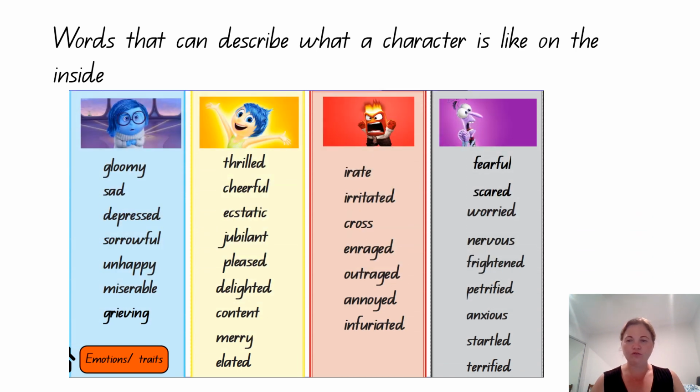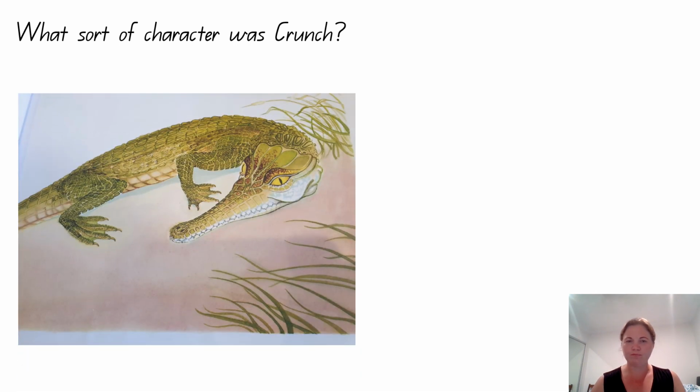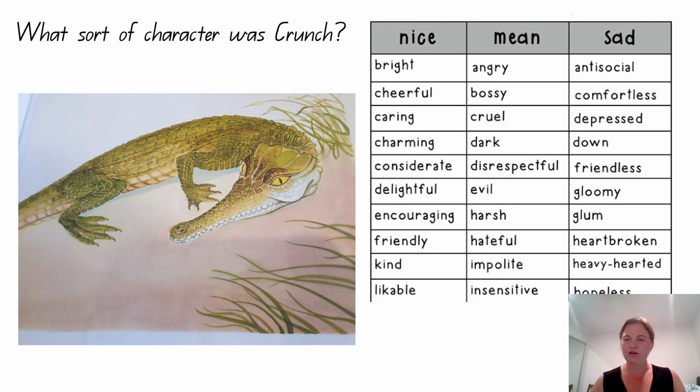I can think of the story Inside Out, where the girl was feeling different feelings on the inside. She was feeling sad, happy, angry, and scared. Those are all character traits. I wonder what sort of character Crunch was in the story. Let's have a little look at the list that we have here.